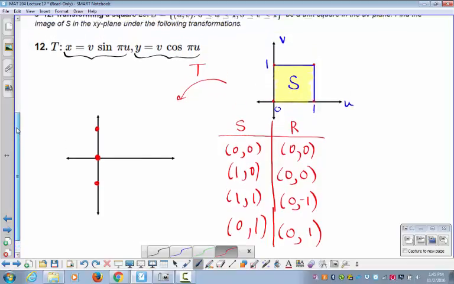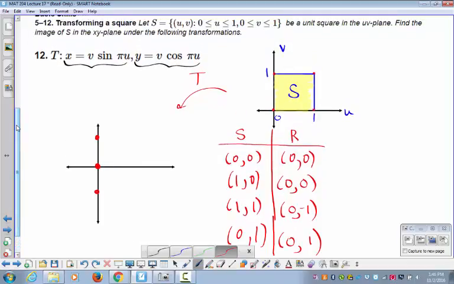Now, let's see if we can fill in the pieces. So right here, we know that u is going to go between 0 and 1. We know v is going to go between 0 and 1. Can we then somehow use that information to figure out the range here?